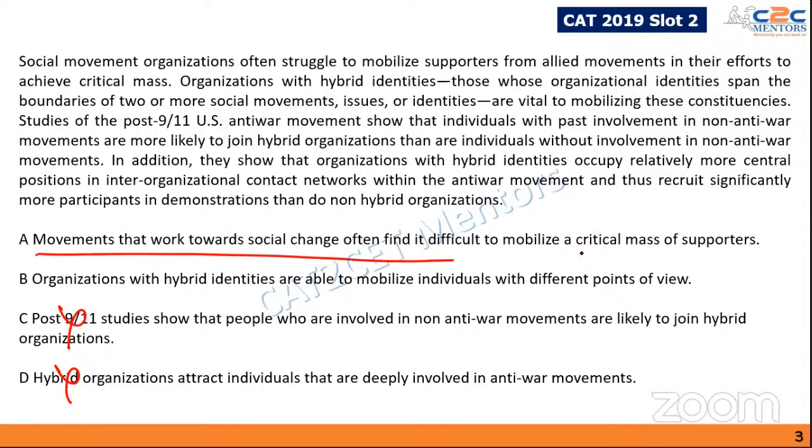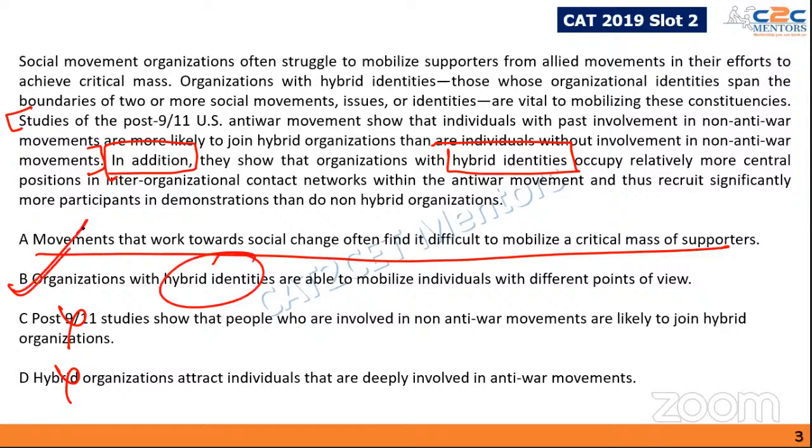Movements that work towards social change often find it difficult to mobilize a critical mass of supporters. Fair enough, we can do that. So what we have understood, the example started here. It is going till what? Movement. In addition is a keyword. In addition is a keyword. They show that organizations with hybrid identities. I got hybrid identities twice. Where can I see hybrid identities as a keyword?